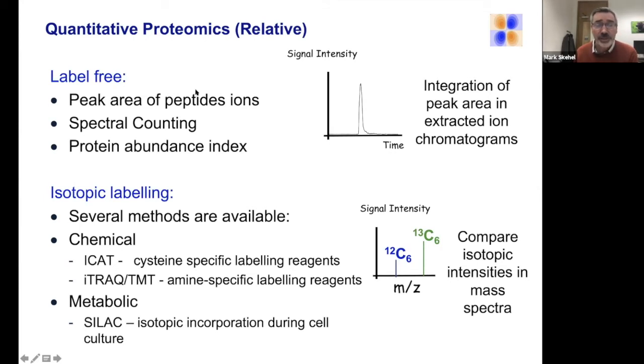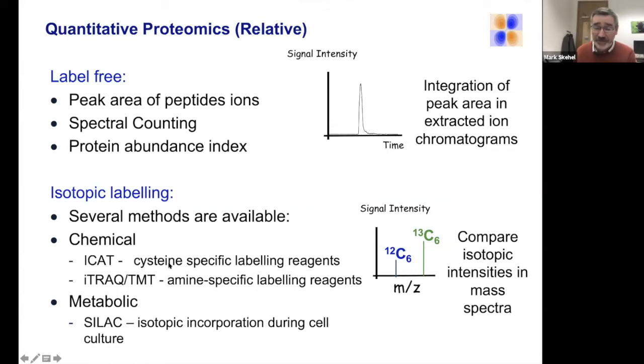Label free, which on the face of it is the easiest. You're not doing anything to your sample. You're looking at the peak area under the peptide, and you're integrating that and getting a value. Or there are other approaches like isotopic labeling, be that SILAC, stable isotope labeling of amino acids in cell culture. There's a metabolic approach, or chemical labeling downstream.